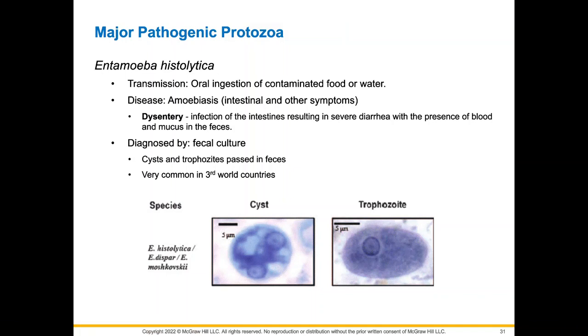Alright, sorry about that. Finally got it pulled back up. So, as I was saying, it is diagnosed by a fecal culture because these cysts and trophozoites will pass in the feces and can be identified with a microscope. So what we're seeing here is the cyst phase and the trophozoite phase under a light microscope. And this is relatively common, especially in third world countries.